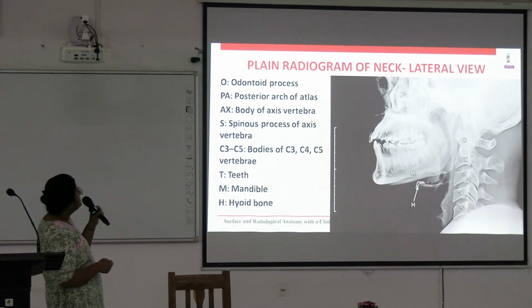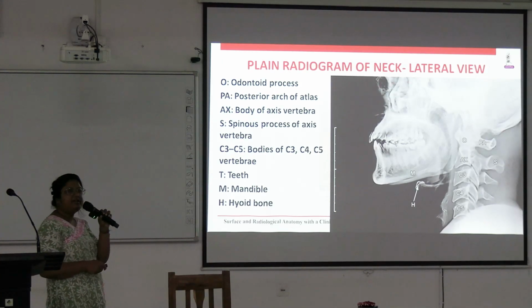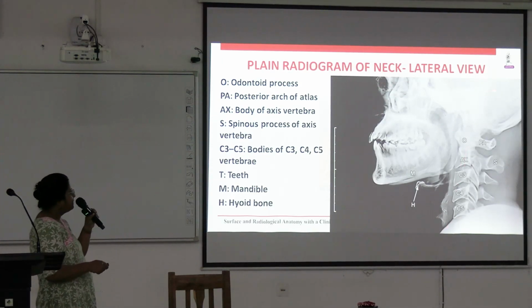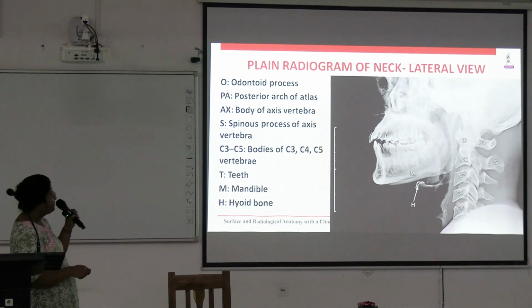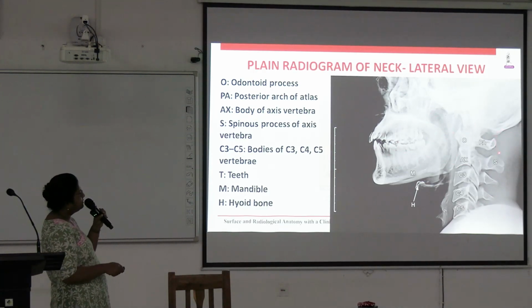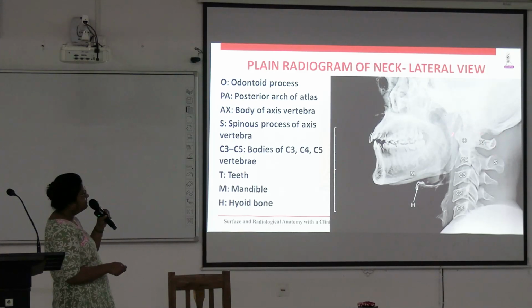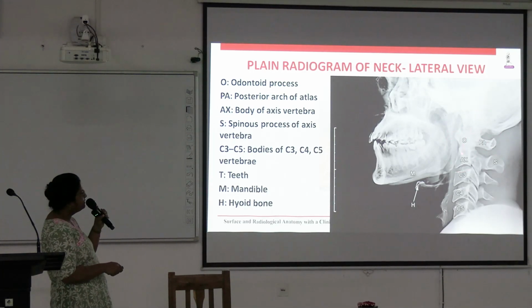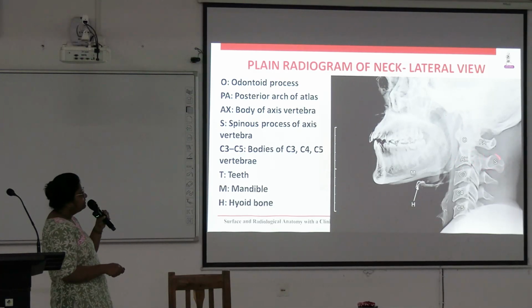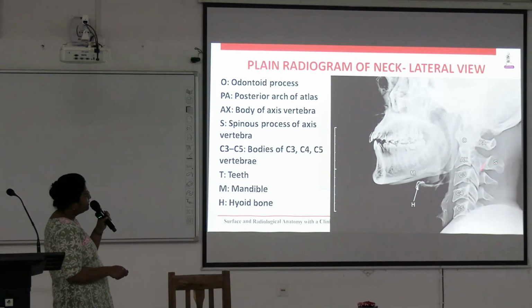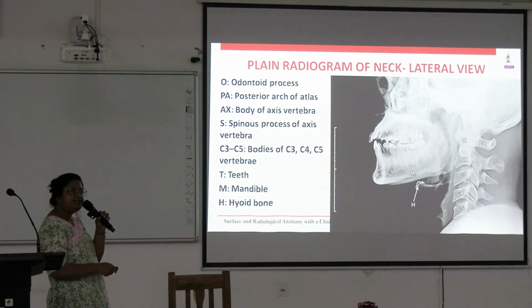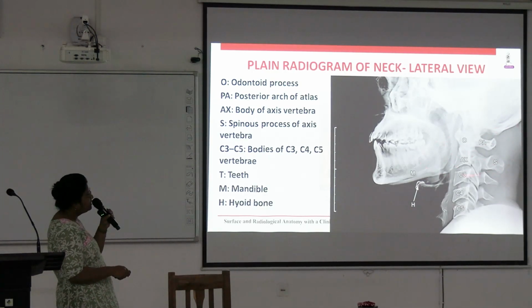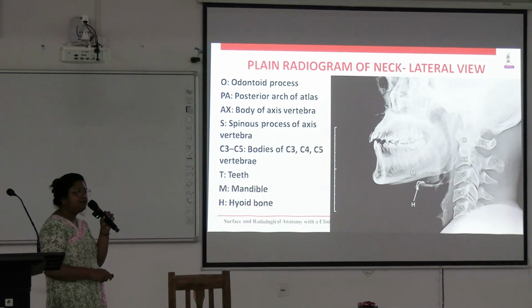Next we are going to the plain radiograph of the neck, lateral view. The neck region is clearly visible here. Here you can see the posterior arch of atlas, anterior arch of atlas, odontoid process of axis, body of axis. This is the spine of the axis. So these are the first and second cervical vertebrae. Atlas is the first cervical vertebra, axis is the second cervical vertebra.